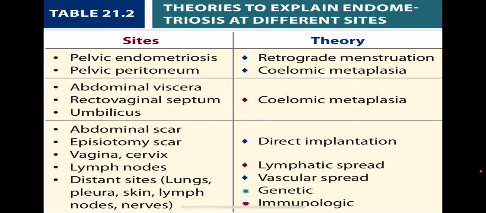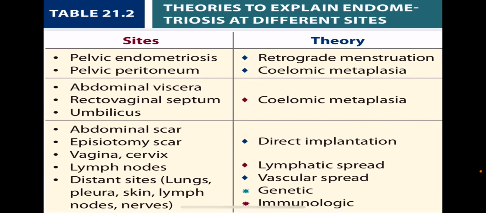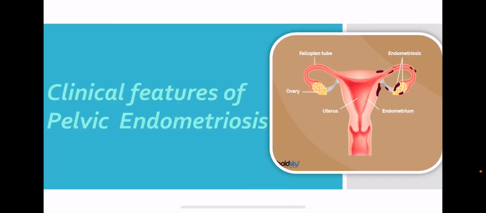We saw the abdominal scar, episiotomy scar, vagina, cervix. These are all extra-abdominal sites. What did we learn, guys? It was via direct implantation. Lymph nodes, lymphatic spread. The distant sites such as lung, pleura, skin, lymph nodes, nerves and all, it is vascular spread. It can also be genetic and immunological. With this, we come to an end of theories. Now we are going to study the clinical features of pelvic endometriosis.